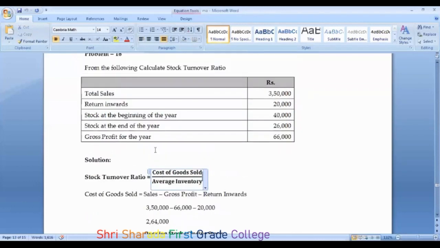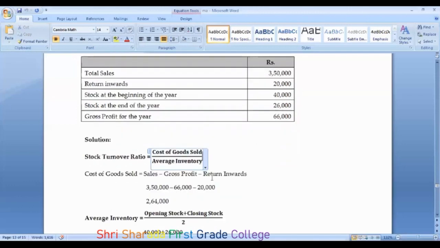See the information given here. Sales is given, but out of the sales we need only the cost information. So sales minus gross profit minus returns inwards. Clear? Sales is 3,50,000, gross profit is 66,000, and returns inwards is 20,000. So 2,64,000 is the cost of goods sold. Be very particular when finding the stock turnover ratio, because the sales includes all the costs as well as the profit, so we are deducting the gross profit here.